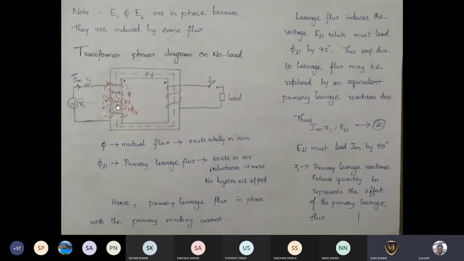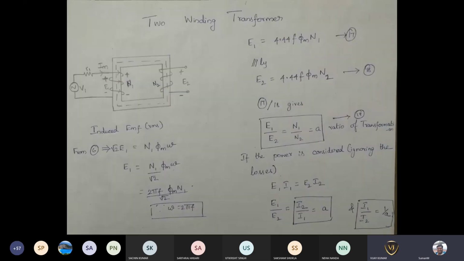The EMF which is induced on this path, we will be considering only happened because of the mutual flux. I repeat, we are having certain equation, that is phi m. This phi m is a flux which is linking both the primary and secondary coil. So whenever you are representing the induced EMF, we always consider that the induced EMF is because of the mutual flux only. Okay, so this is a two winding transformer.